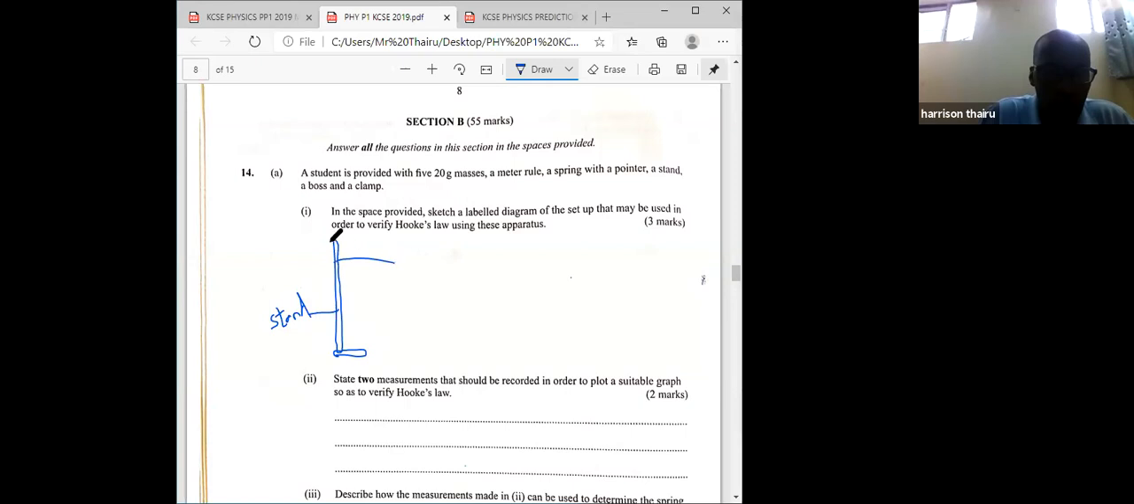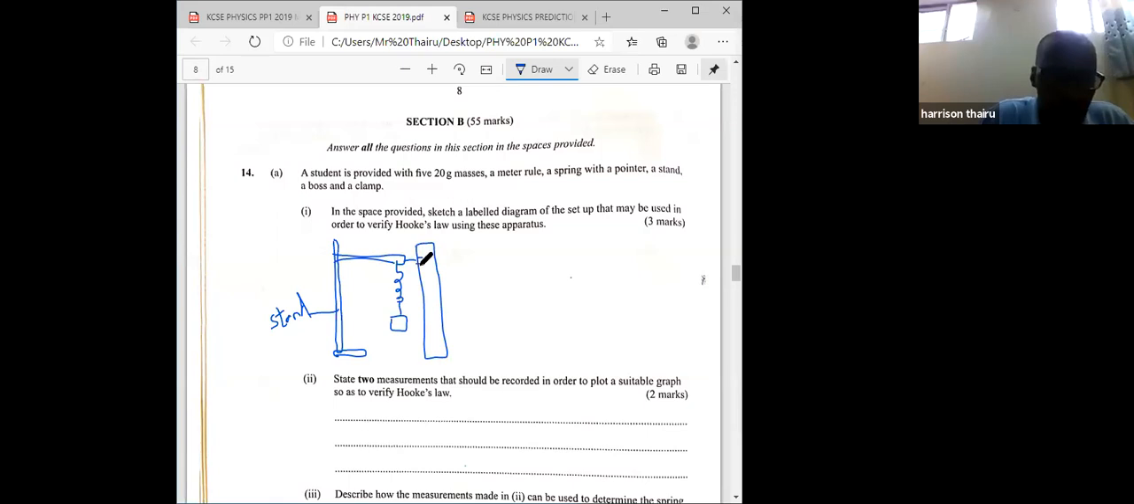So it has a clamp and boss here. Then there is a spring. This spring is supporting a mass. Then on the side, you will have a rule. The rule is the one that will be reading the extension.